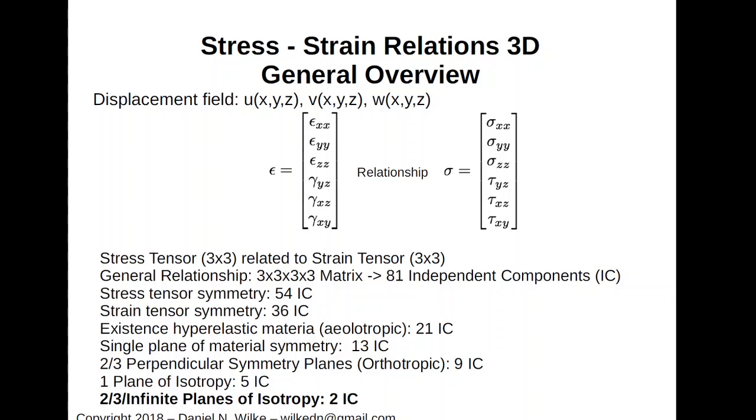If I have one plane of isotropy, so a plane in which everything is isotropic, so in all directions in that plane things are the same, we're down to 5 independent components. And if I have complete isotropy, so an infinite number of isotropic planes, I end up with 2 independent components. And that is the kind of world that we'll be living in. If I know 2 things about the material, I'll be able to relate stress to strain. By basing additional assumptions on that generalized mapping, we end up only having to know 2 things about the material to describe what's going on. Okay, so that is what we're learning from this.